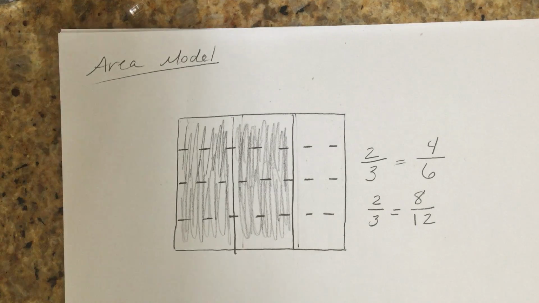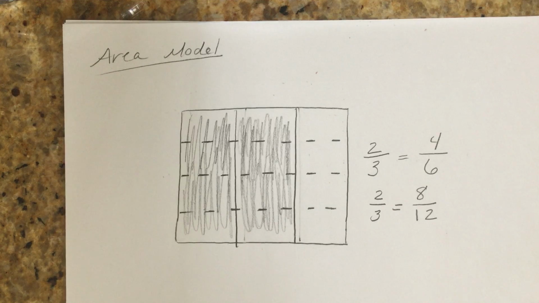So I would like you to put this video on pause and try creating some area models. Try creating an area model to show half, and then how many fourths equal half, and how many eighths equal half. You can try all different area models. Take pride in your work and take your time and work slowly. And then when you're finished, come back because I'm going to show you one other kind of model.